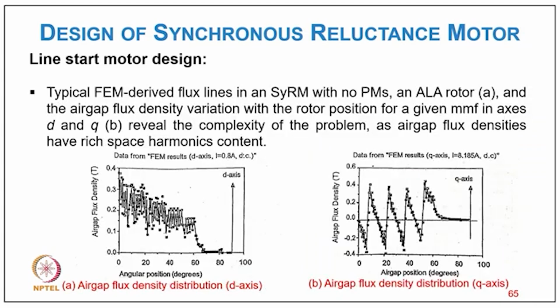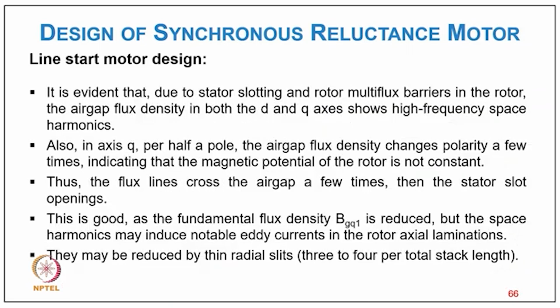So typically, the finite element derived flux linkage in a synchronous reluctance motor with no permanent magnet and ALA rotor, and the air gap flux density variation with the rotor position in the D and Q axes, reveal the complexity of the problem, and the air gap flux density has rich space harmonic content. As you can see how the air gap flux density varies with the angular position in the two cases of the D axis and Q axis. So now it is evident that due to the stator slotting and the multiple flux barriers in the rotor, the air gap flux density in both the D and Q axes shows high space harmonic content.